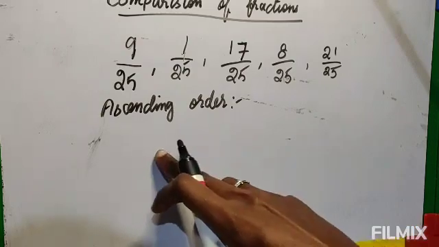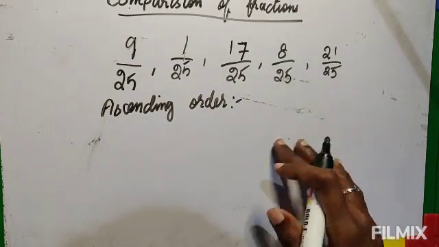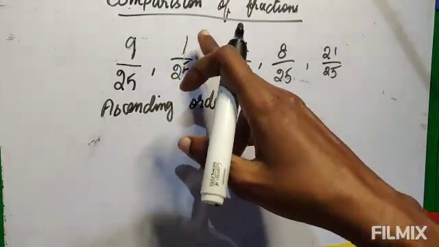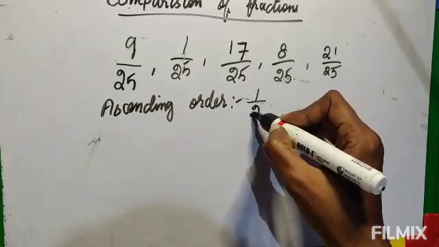See, now let's write in ascending order this one. Ascending order means small to big. You have to write the small fraction first. So you will compare the smaller numerator. So first is 1 by 25.